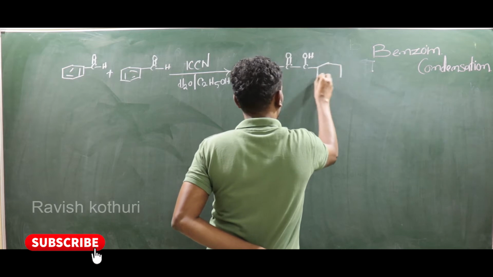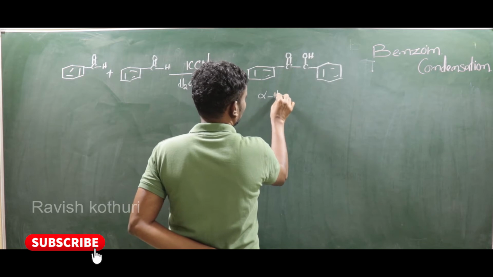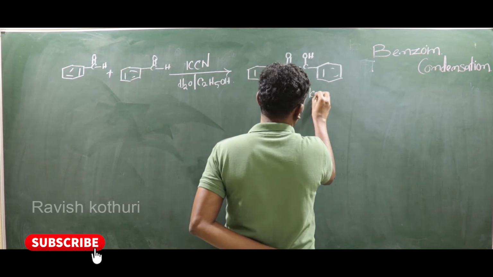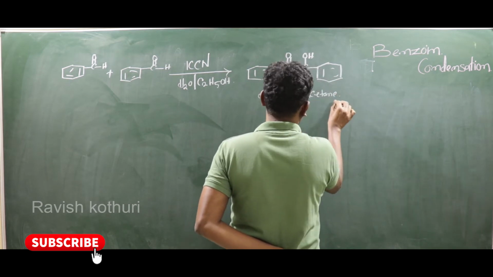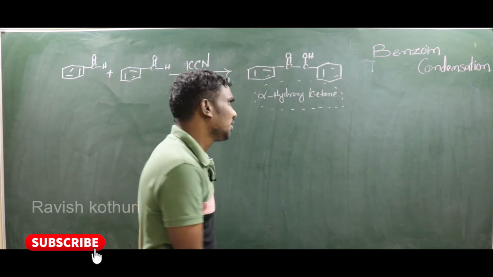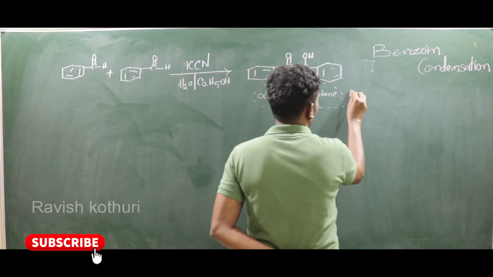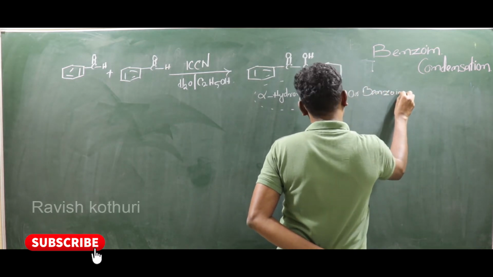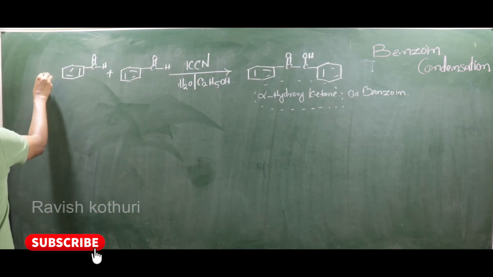Sir, what does benzoin mean actually? Benzoin means alpha hydroxy ketone. Alpha hydroxy ketone is called benzoin. Observe carefully here. Alpha hydroxy ketone is called as what? Benzoin. You have to write here, or benzoin. This is a very famous reaction.